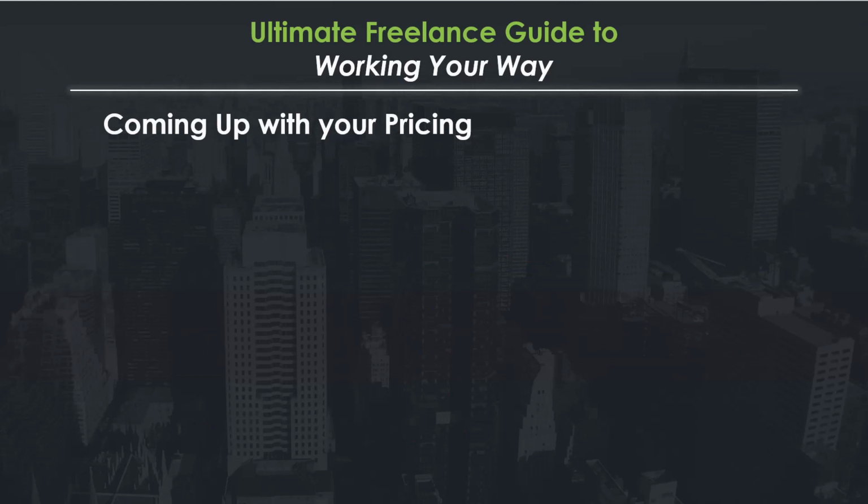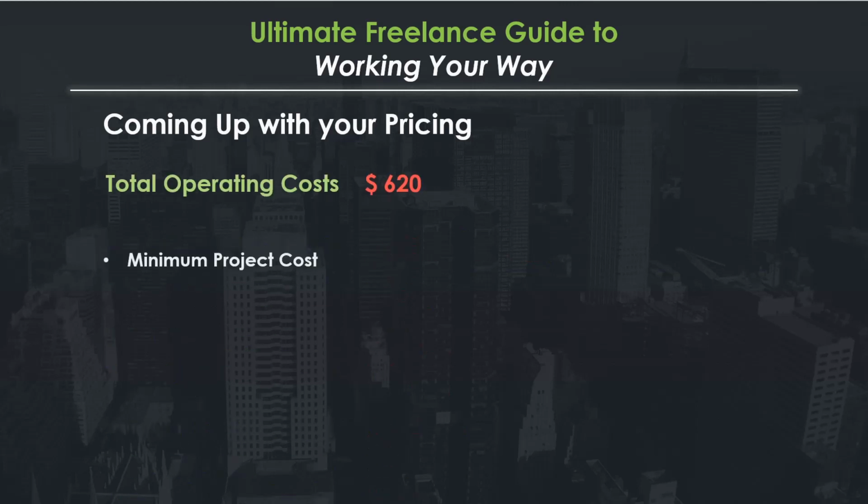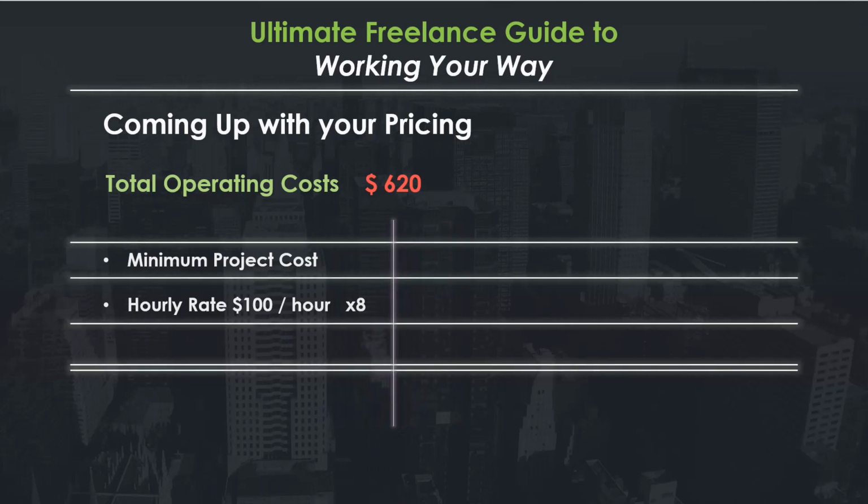So now that we know what our operating cost is, let's see how we can determine what we should charge our client. Another question that we need to answer is how much do we want to make? So for instance, if you want to make $100 an hour, we need to factor that into our price. So in this example, we see that $620 is our break-even point. That is the price that will cover our operating costs for that month.